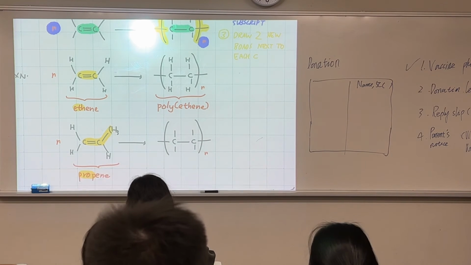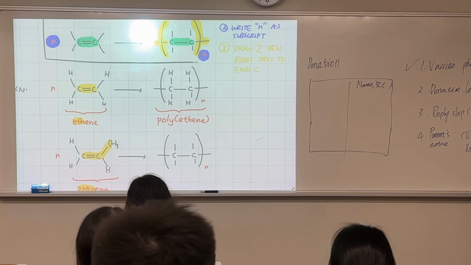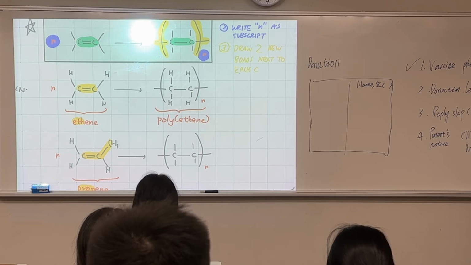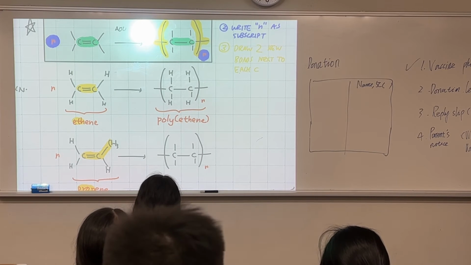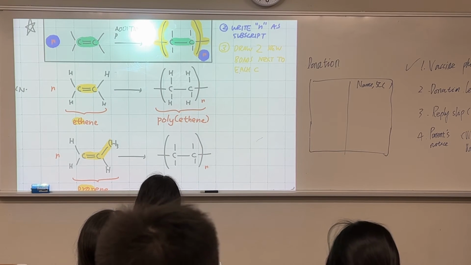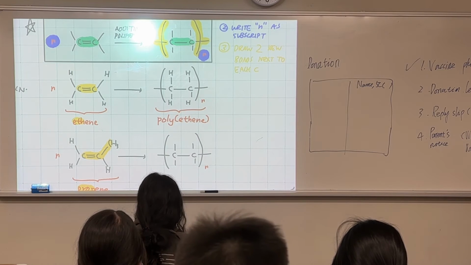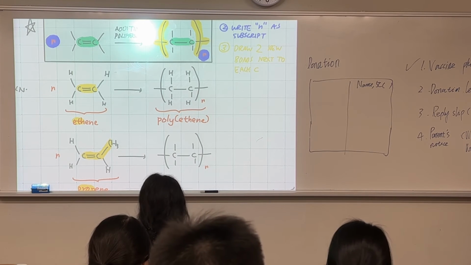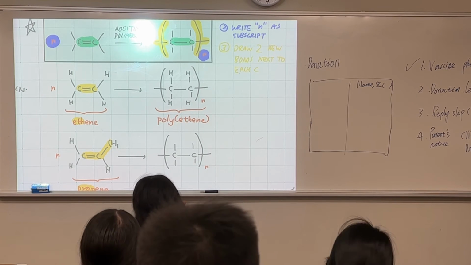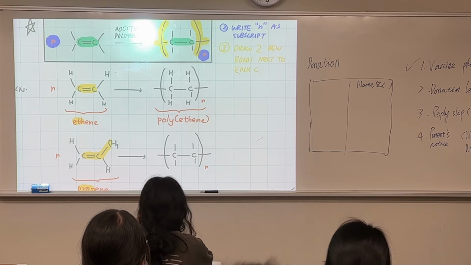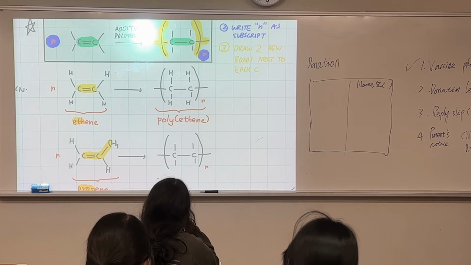So this general pattern on top you need to remember. Okay. And remember this process we call addition polymerization. And don't forget that carbon can only form 4 bonds. So don't violate that rule. Okay.